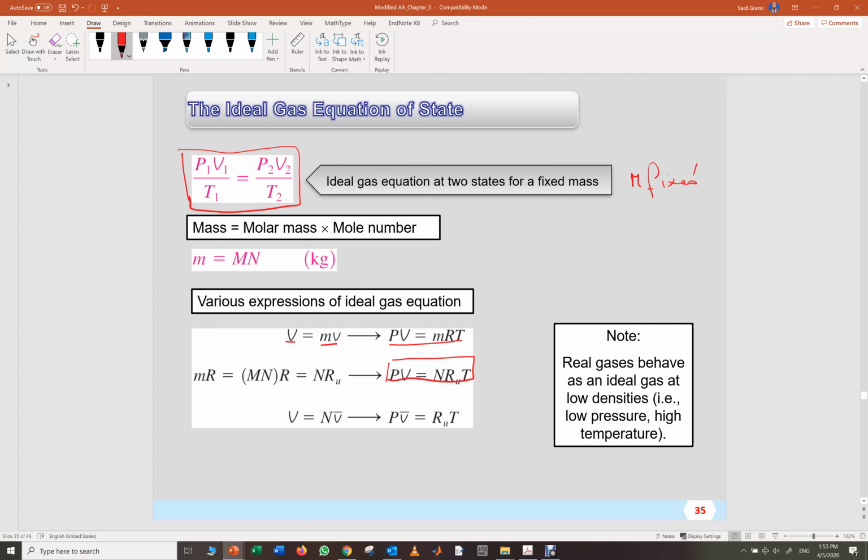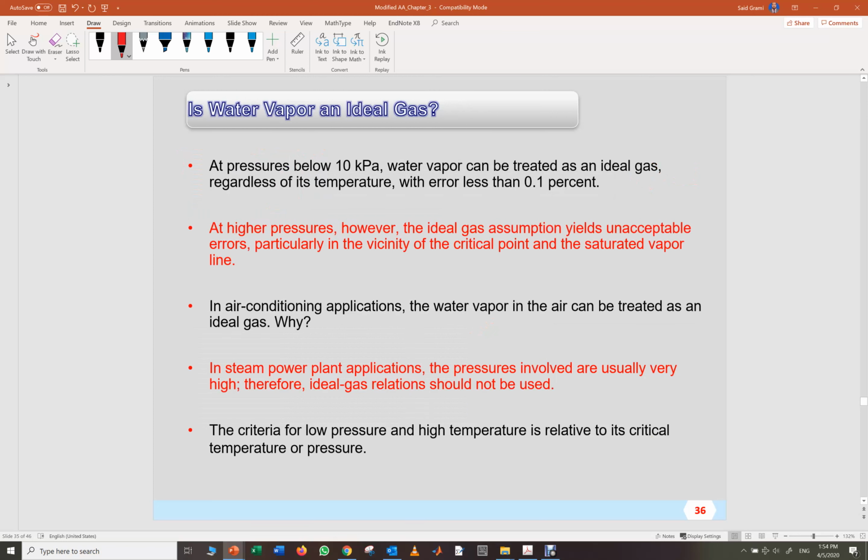This is the second equation of ideal gas, and since the volume V is N multiplied by V bar, PV bar is equal to Ru T. But the most used one is PV equal to mRT, and if we have a fixed mass, we can use the two-state equation. Note, real gases behave as an ideal gas at low density and low pressure. So if a gas has low density, low pressure and high temperature, it can be considered as an ideal gas.